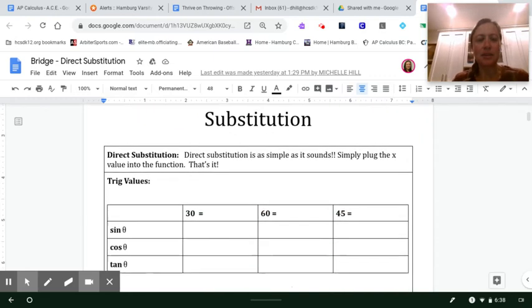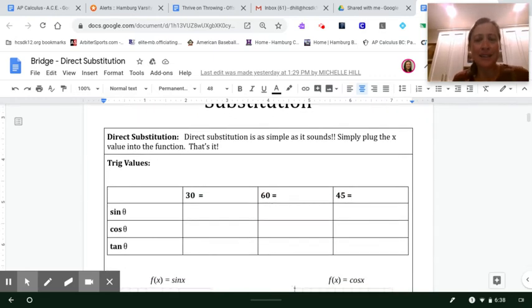So direct substitution is as simple as it sounds. You simply plug the x value into the function, and that's it. It's by far the easiest method of finding limits. We're literally just substituting whatever that x value is into the function.